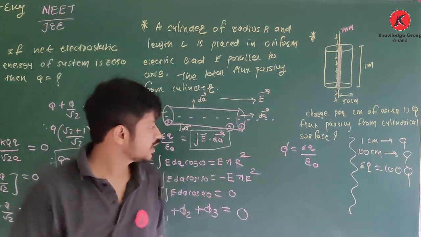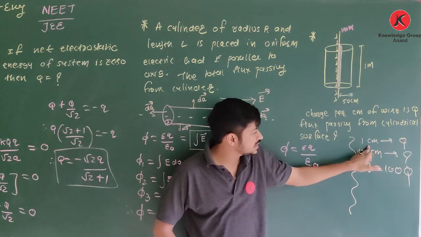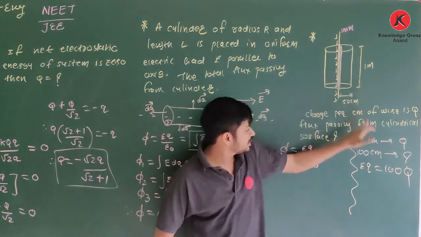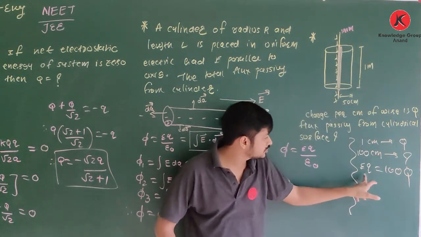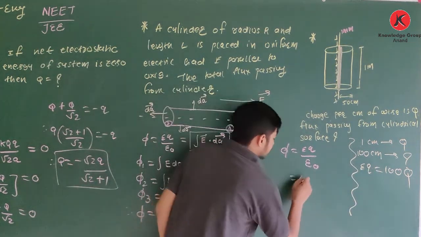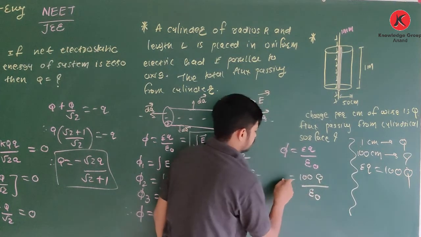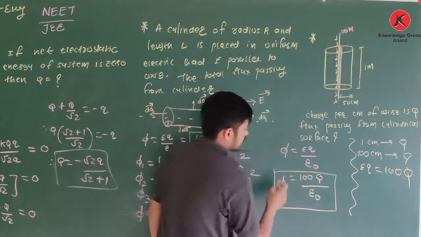Clear about this? Again, charge per centimeter of wire is q, so for 1 centimeter, charge is q. So for 1 meter, meaning 100 centimeter, what is the charge? So sigma q is equal to 100 q. Clear? So here it is 100 q divided by epsilon 0. So that is the equation of flux.